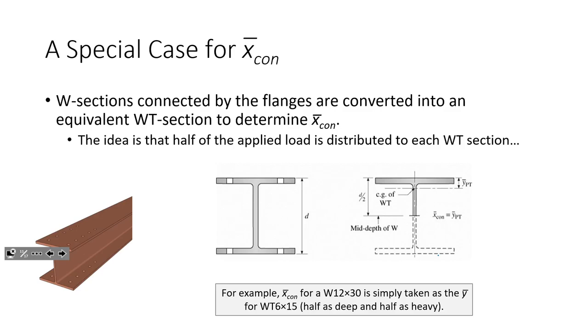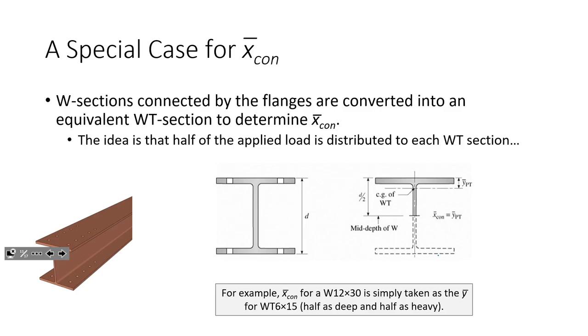In fact, if you open up the manual for W shapes, there is no X bar and Y bar, okay? Instead, what we do is we conceptually cut the shape in half, and we treat it like it's a WT, okay? And so the idea is that the connection eccentricity, the X bar, is the distance from the connected face to the centroid, but the centroid is of this equivalent WT, okay? And how do you determine what the WT is?